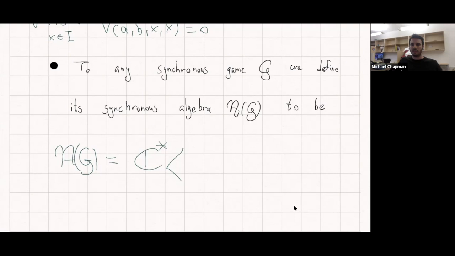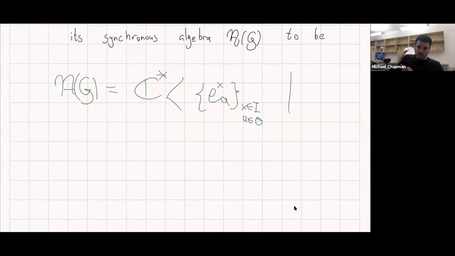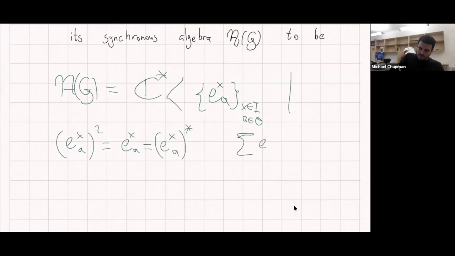So what are the generators? For any pair of question and answer, we take a single generator, E_X^A, for any question and answer. Now, what are the relations? So the first relation is that all of these generators are projectors. So their square is equal to themselves and they are self-conjugate. So they are orthogonal projections. Also, they sum up to the identity when you sum over the A's. Maybe I will not write it as the identity matrix, just the complex number one. Okay, so this is my first condition.